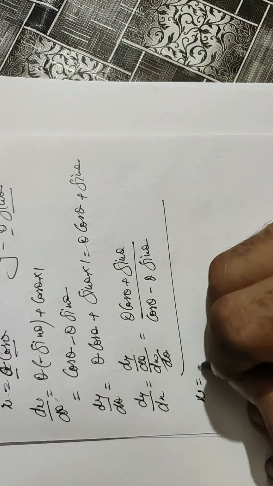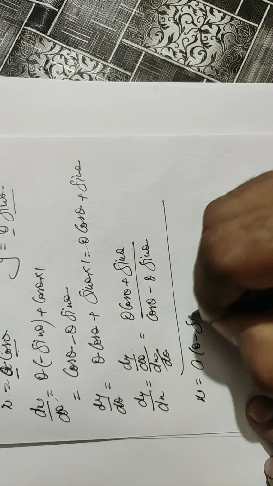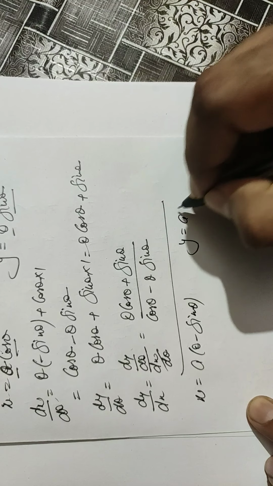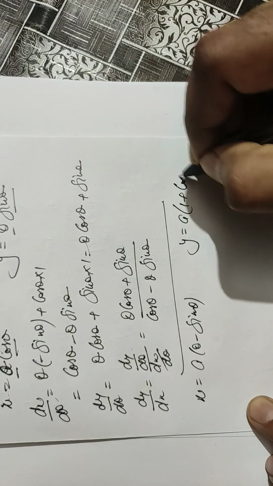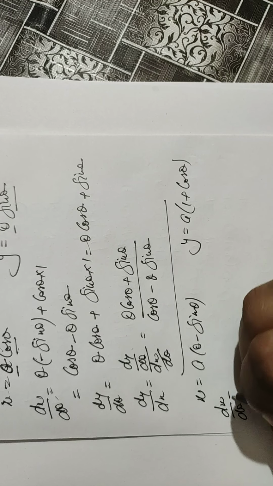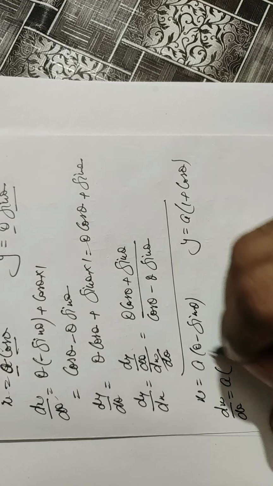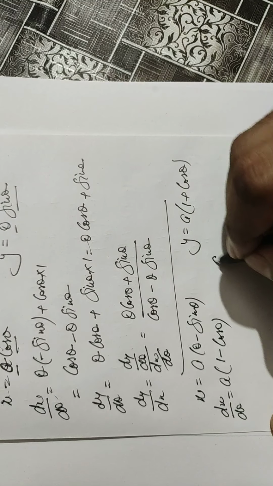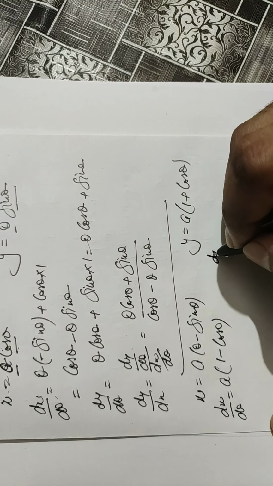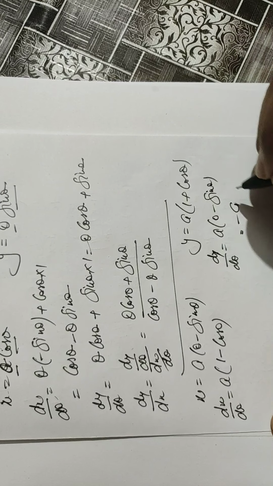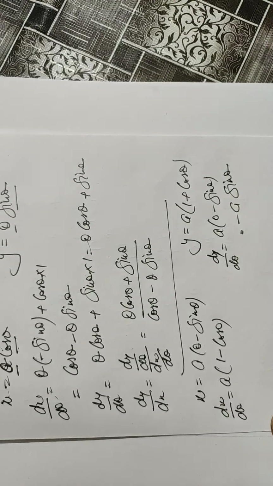If the value of x is given by a (theta minus sin theta) and y is given by a (1 plus cos theta). Here the value of dx by d theta, a constant remains same, derivative of theta becomes 1, derivative of sin theta becomes cos theta. Here dy by d theta is given by a as it is, differentiation of 1 becomes 0, differentiation of cos theta becomes minus sin theta, so it overall becomes minus a sin theta.